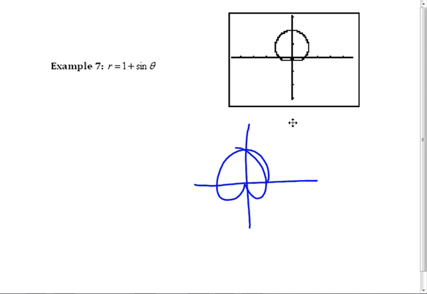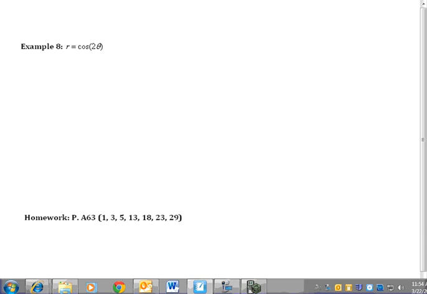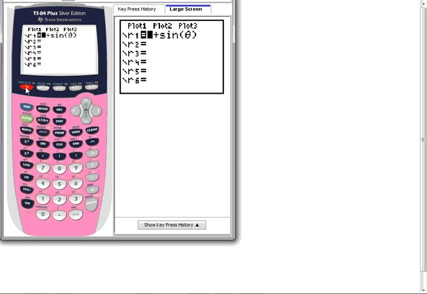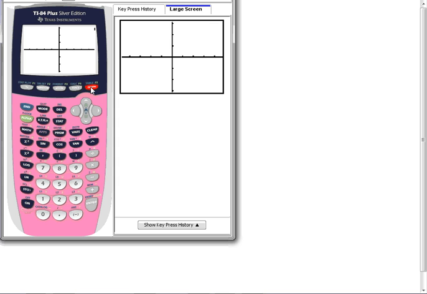Okay, should we do some flowers? That's the next one. Now, I don't have any AP stuff in there unless we continue to do what we can with polars today. We don't have much time. r is equal to the cosine of 2 theta. So this one, we will use our calculator, but you could figure this out. Oh, look at that. Whoa.